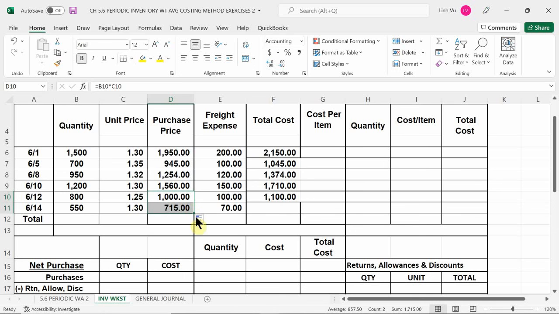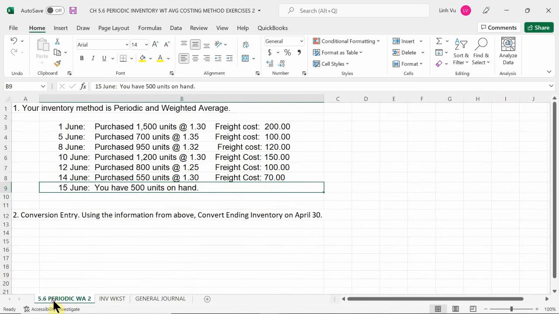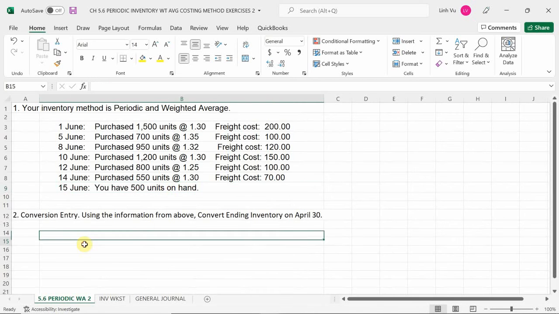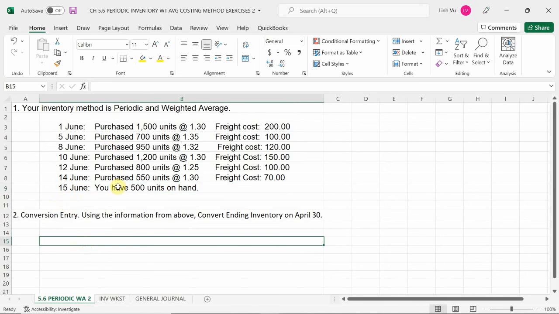715. Good. Plus 70, 785. Right? Good. Now, in this case, we reached the end of the accounting period, so let's take a look at the scenario. On June 15, you should have a total of 500 units left on hand.